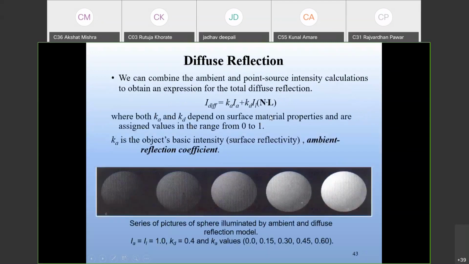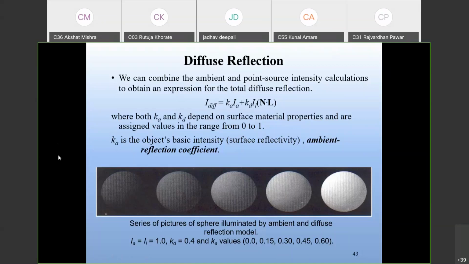Now, we can combine the ambient and point source intensity calculation to obtain an expression for total diffuse reflection. So total diffuse reflection, we are going to find out along with ambient light. If there is ambient light and a point light source both in the scene, then combining these together we can get the total diffuse reflection.